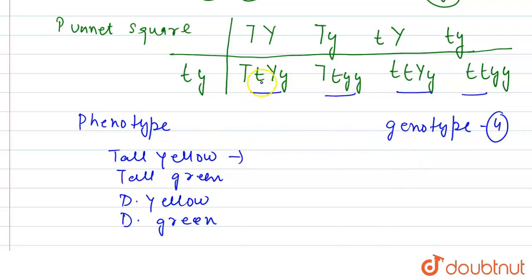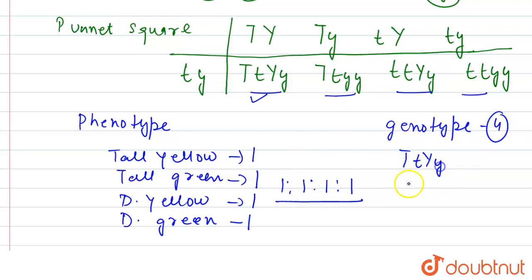So if we talk about the tall yellow here, this is one, and tall green here, this is also one. Then we have the dwarf yellow, it is one, and we have dwarf green here, it is one here. So the ratio becomes 1:1:1:1 here. So this is the phenotypic ratio. And if we talk about the genotype here, then these would be the genotypes here, which are of 4 types, right? And each is having only one.